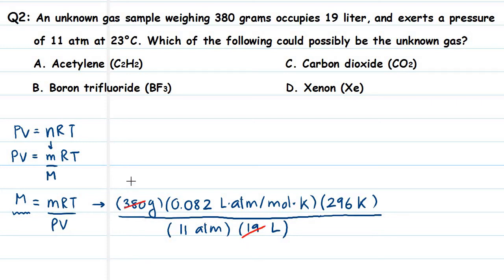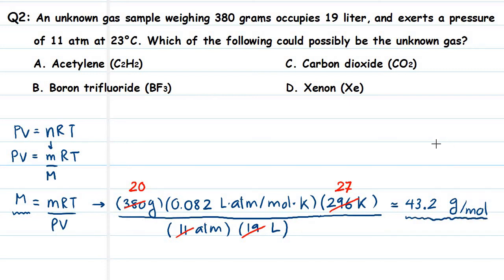19 and 380, that should be 20. 11 and 296, that should be approximately 2 and then 7 there. Alright, so now they simplified quite a bit. We can just multiply everything through. That should be 0.082 is about 0.08. So that should be 2 here and then there, right? 43.2 gram per mole. Alright, so we got this.